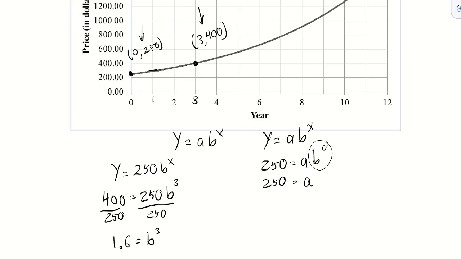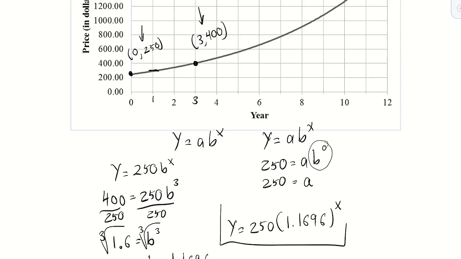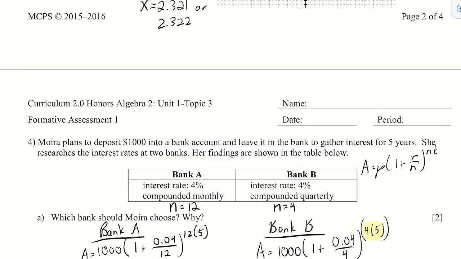Now, to undo that cube, I'm going to do a cube root. So I end up getting my b value is roughly equal to 1.1696. Therefore my equation is y is equal to 250 parentheses 1.1696 to the x power. And there's my equation.